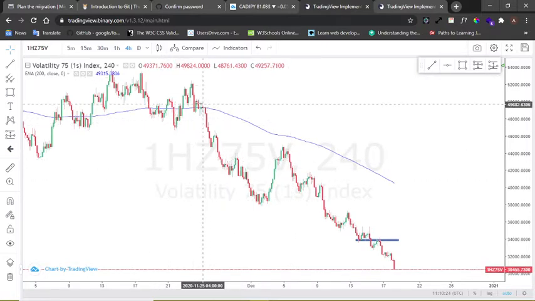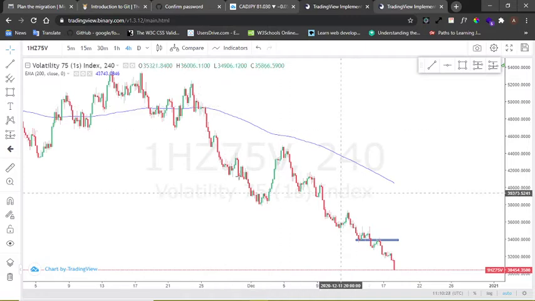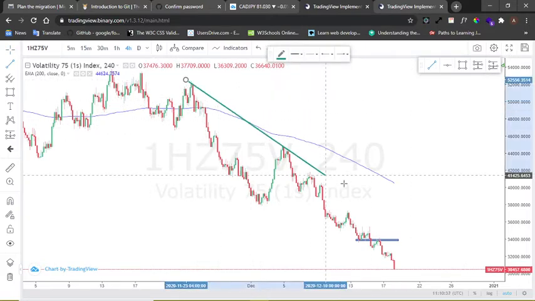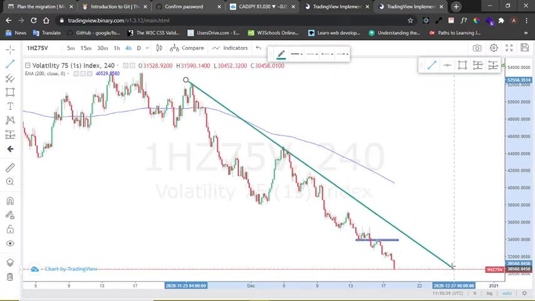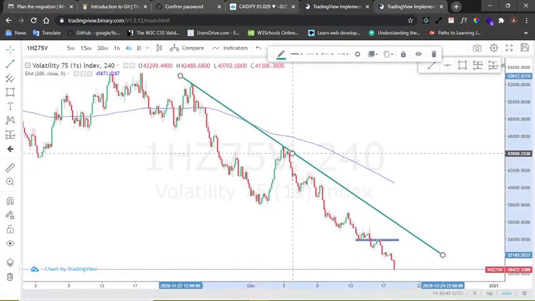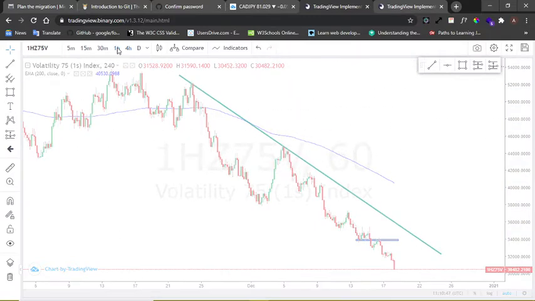On the volatility 75 index, we can see that we have a nice downtrend. So during the week, from the structure of the nice downtrend on the 4 hour time frame, we knew that we have to sell. You have to sell on a downtrend. For no reason should you buy on a downtrend. So when we go to the lower time frames, we are looking for sell opportunities.